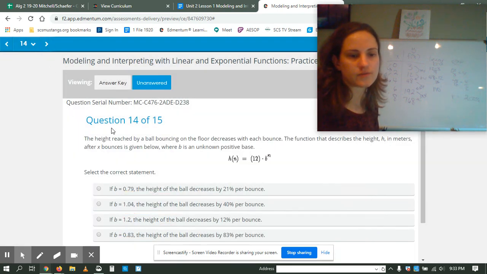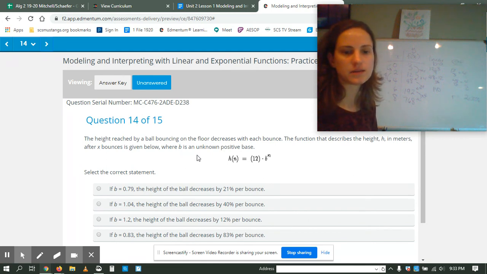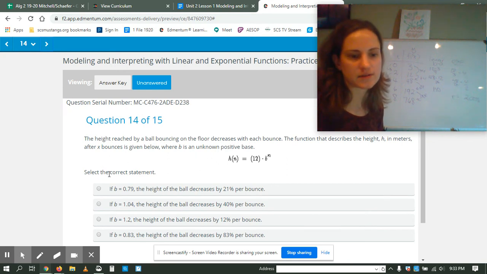Looking at 14, the height reached by a ball bouncing on the floor decreases by each bounce. The function that describes the height h in meters after x bounces is given, where b is the unknown positive case. Select the correct statement.